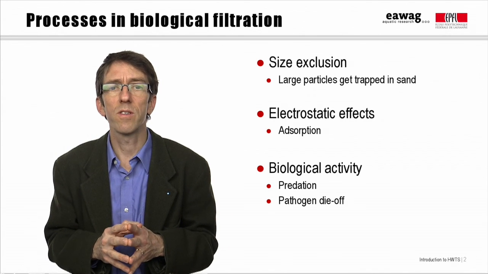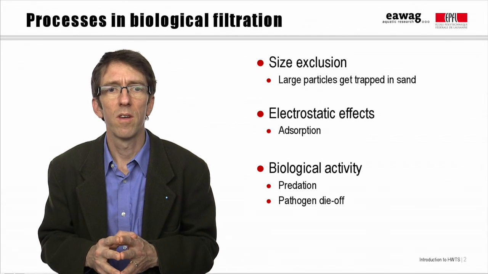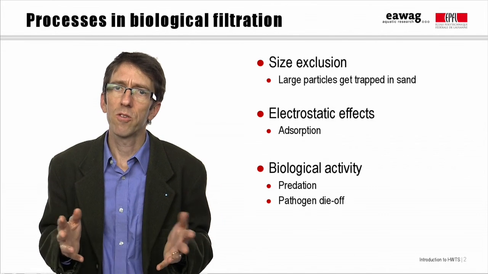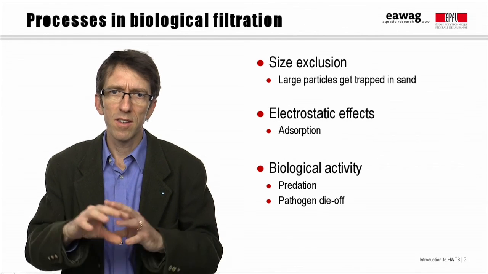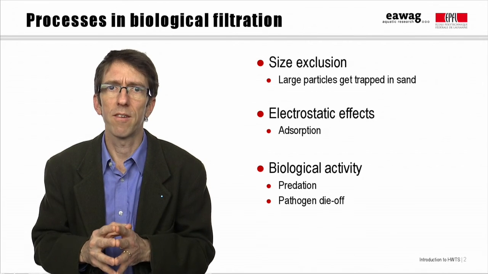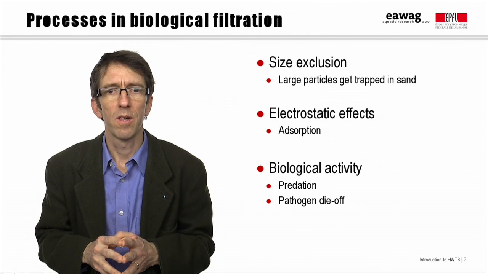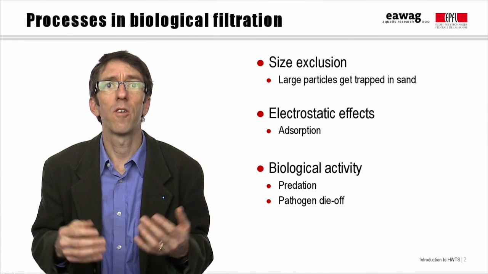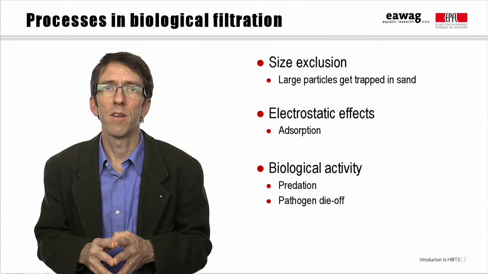Biological filtration includes these same size exclusion processes and electrostatic ones, but critically, it also includes biological activity. In biological filtration, a biofilm develops on the surface of the filtration sand. It's not a thick, green, slimy layer that you can see. It's a very thin, biologically active layer. And then organisms in this active layer, this biofilm, can actively consume pathogens that are present in the untreated water. And this gives a much greater pathogen reduction than filtration alone.